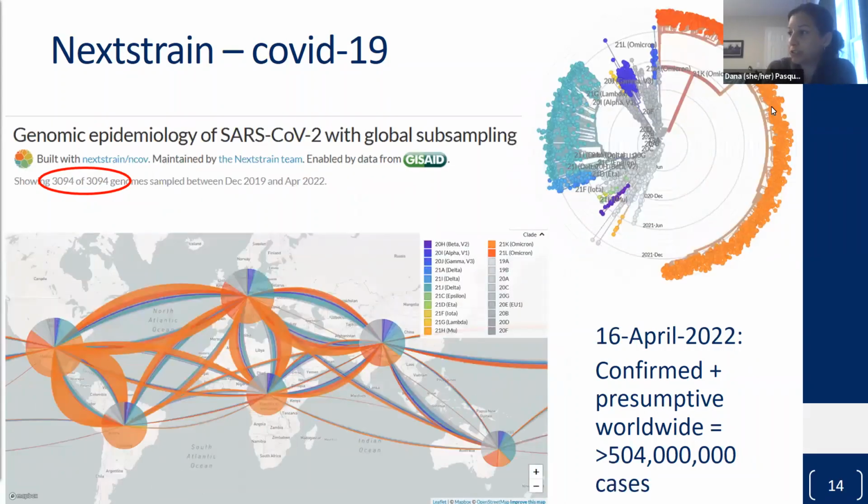And then, a little bit more than 2 years later, on April 16th, NextStrain is still going at it, where instead of being at 748,000 known or presumptive or confirmed cases worldwide, we were at more than 504 million. But if you look at the circled red, this entire graph is only made up of 3,000 sequences. So, one of the limitations of this kind of analysis is the amount of data that it takes to do it, and then not having, most people with COVID don't have a sequence done. But still, using just this very limited information, the pie charts here are by variant. We can look at how much similarity there was between variants across regions of the world.